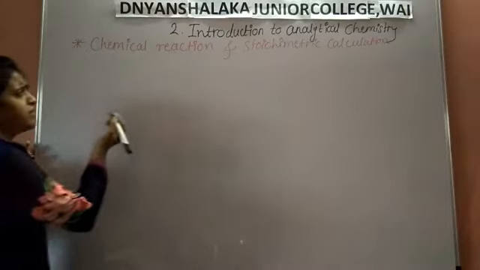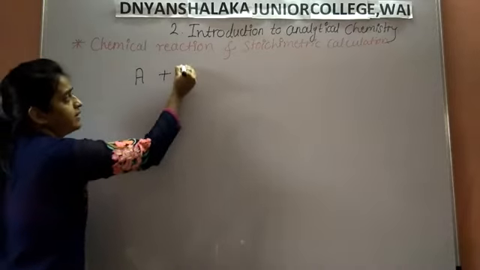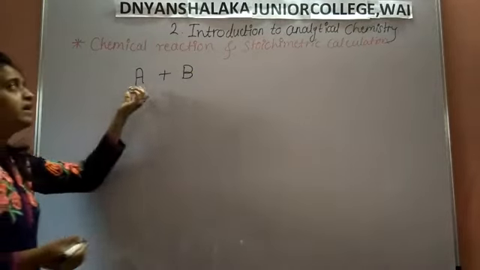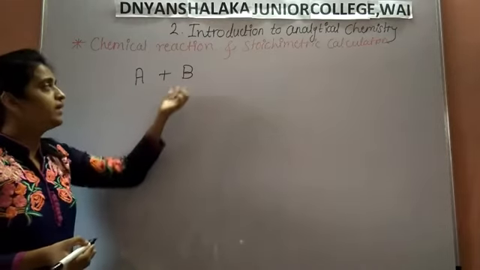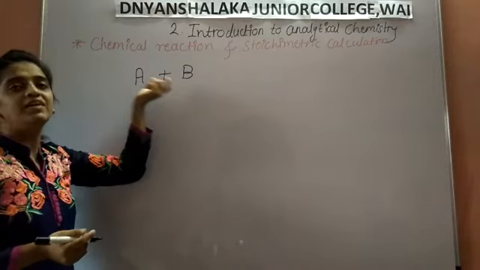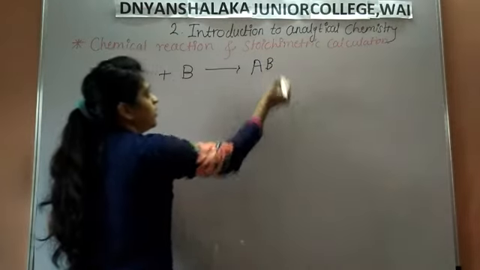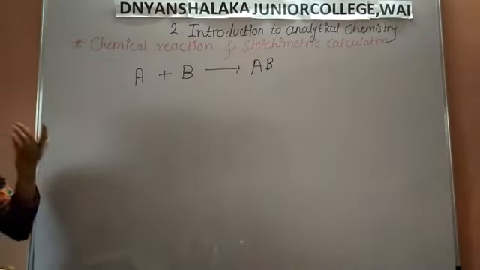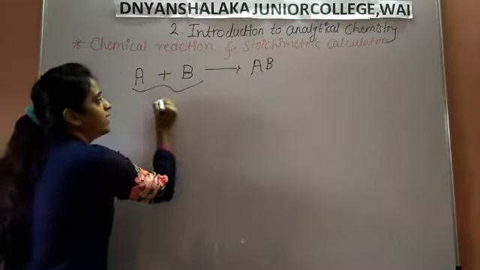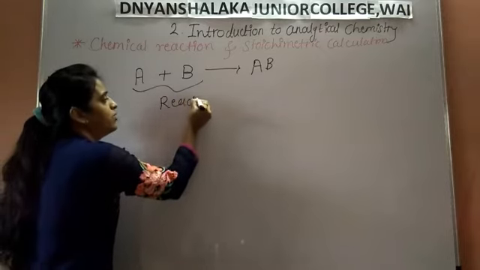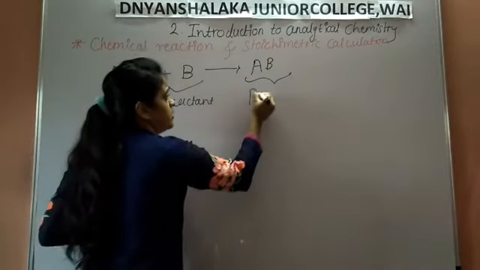A chemical reaction means there is a first element A and a second element B. Element A reacts chemically with another element B to form a product AB. This reaction occurs chemically, so it is called a chemical reaction. A and B are called reactants, and AB is the product.